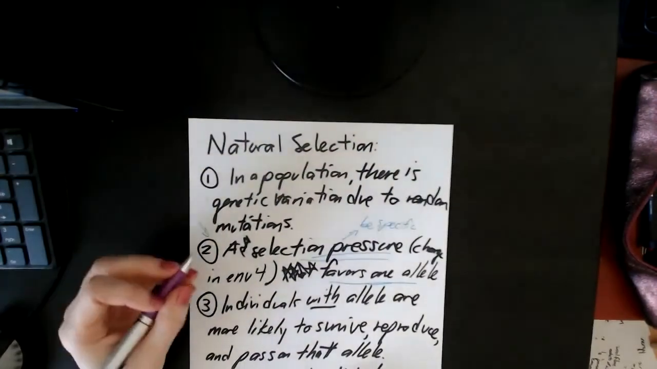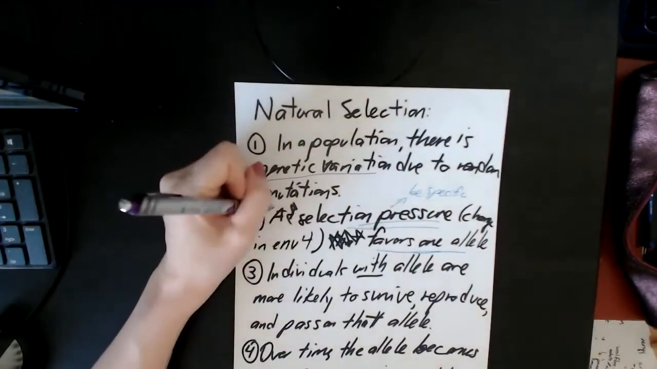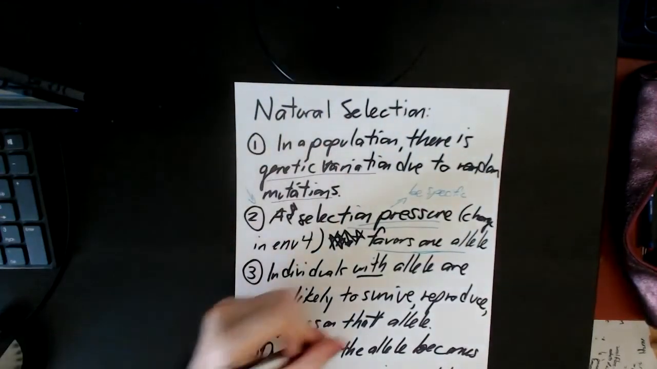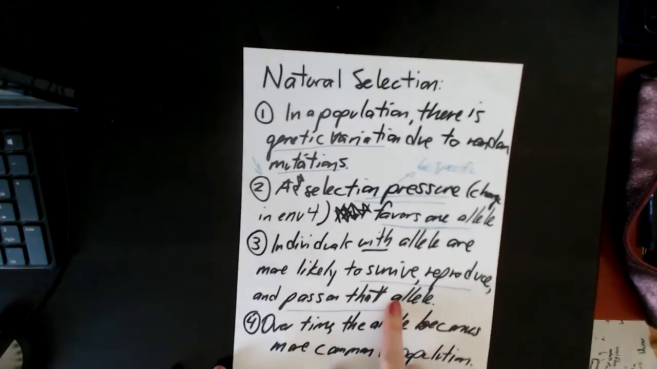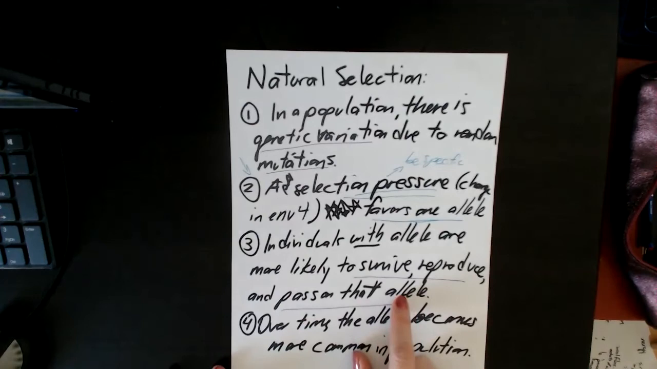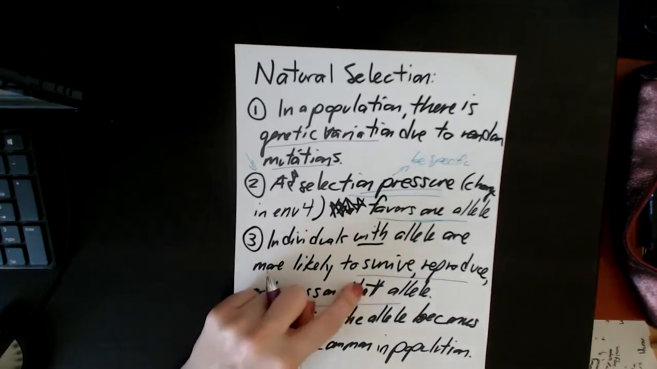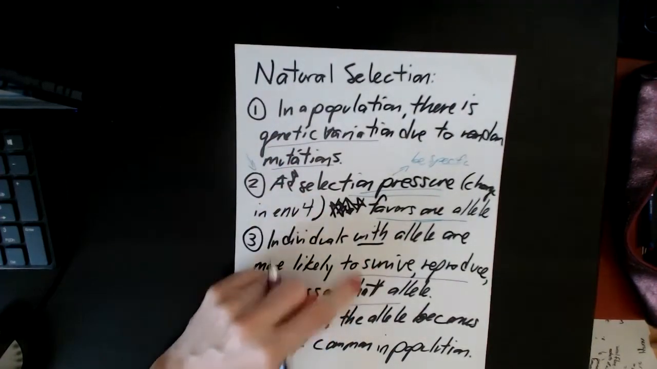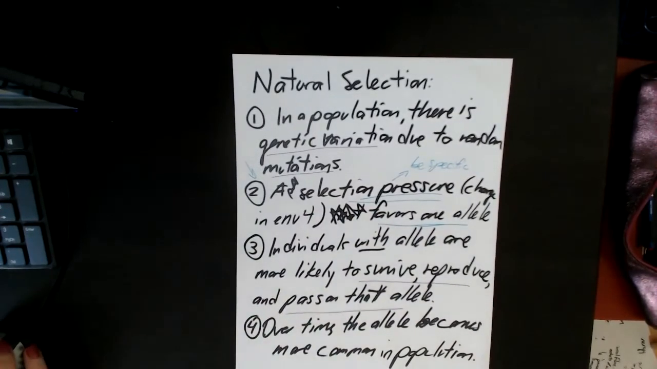All right. Now, the keywords that you don't want to change are genetic variation, mutation, survive, reproduce, and pass on the allele. Don't say pass on their genes. The idea is that they're passing on that specific variation of a gene, the allele, and that's the important part. Okay, so the stuff in purple that I've underlined, really don't mess with the wording on that. The stuff in blue, that's where you want to be more specific with the question, depending on the question.